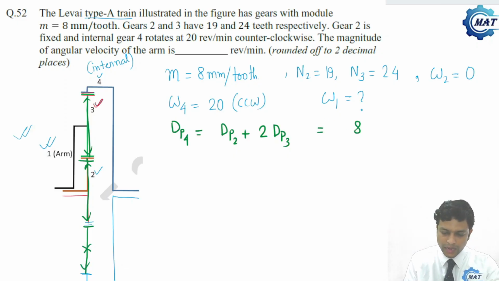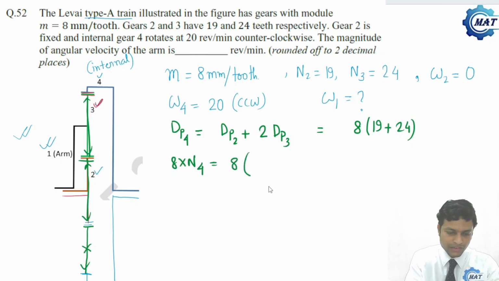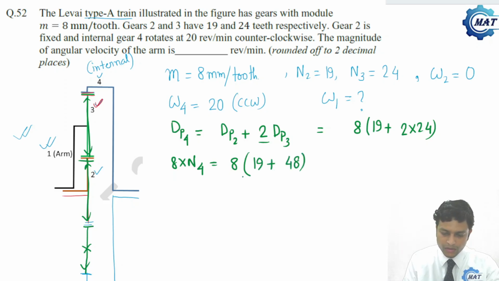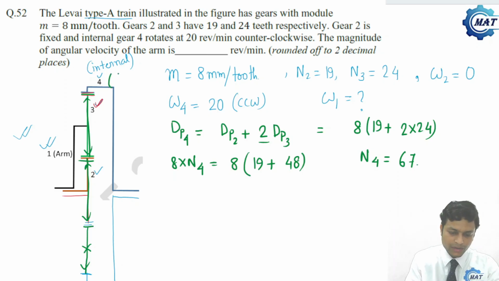So that is equal to 8 into 19 plus 24. If the number of teeth on gear 4 is N4, then 8 into N4 is what? Sorry, I am extremely sorry. This should be 2 into 24, because 2 into DP3. So 8 into 19 plus 48. From this we can calculate N4. N4 is 19 plus 48, that is 67. So the number of teeth on gear 4 that we have determined is 67.